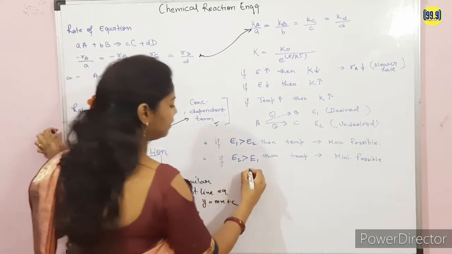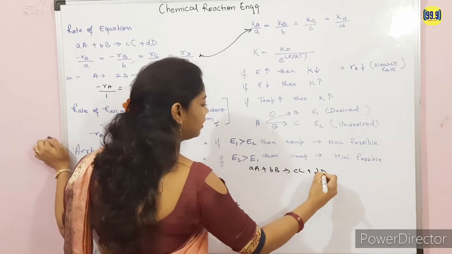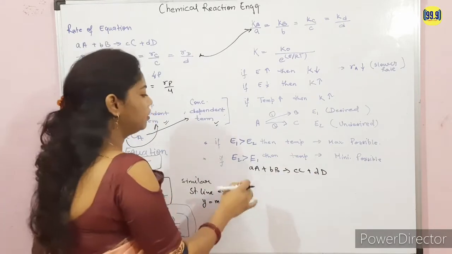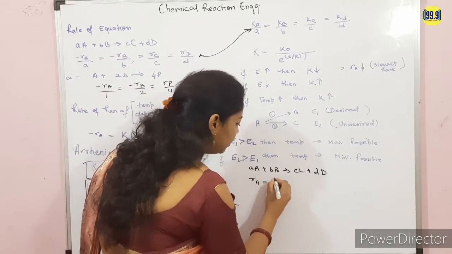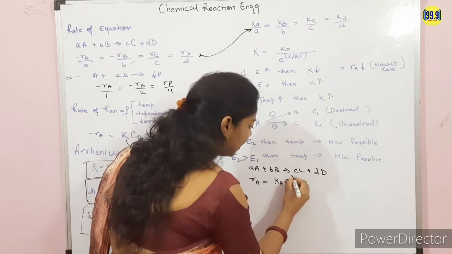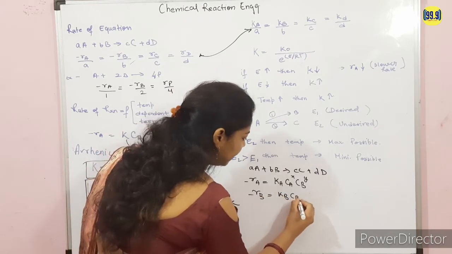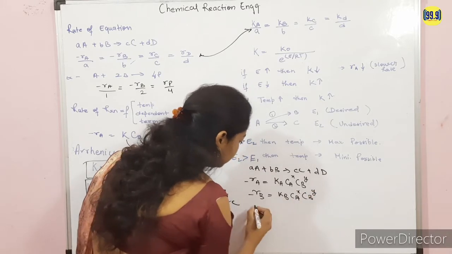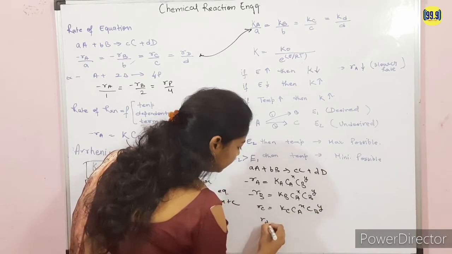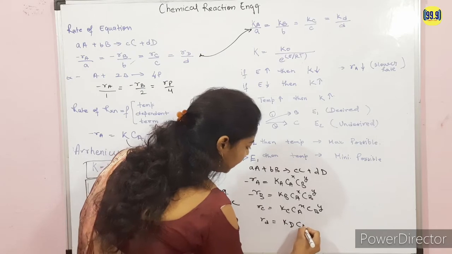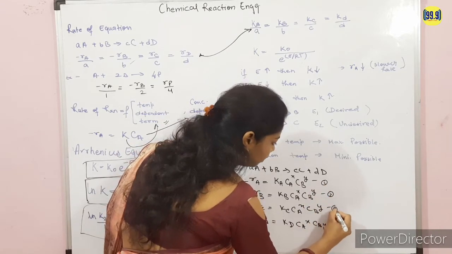Suppose we have a reaction aA plus bB gives cC plus dD. Okay, we have a reaction like that. So we can write the rate of reaction of each component, like RA is equal to Ka CA^x CB^y. Similarly RB is equal to Kb CA^x CB^y, RC is equal to Kc CA^x CB^y, RD is equal to Kd CA^x CB^y. These are equation numbers 1, 2, 3 and 4.